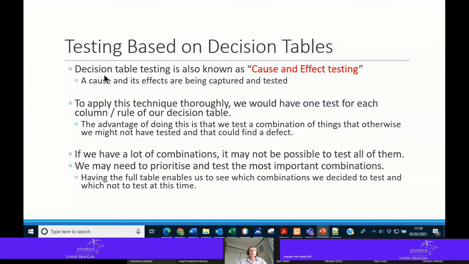Testing based on decision tables is also known as cause and effect testing. So you cause something and you check what the effects are. You're actually capturing the effect and testing it against what you expect the answer to be. To apply this technique thoroughly, we would have one test for each column rule on the decision table. The advantage of doing this is that we test a combination of things that otherwise might not have been tested, and we could find a defect.